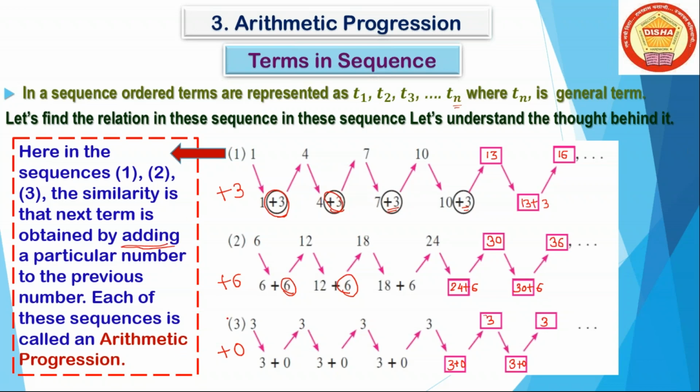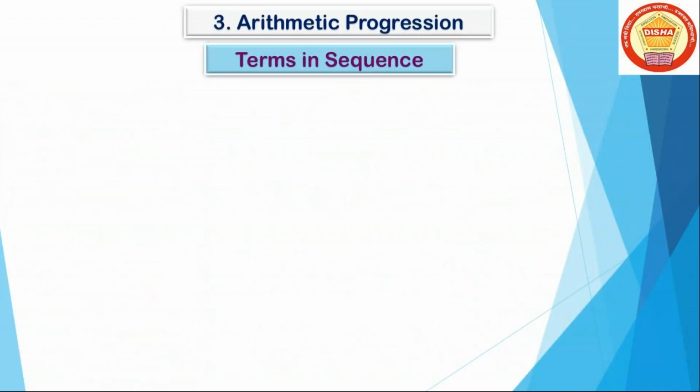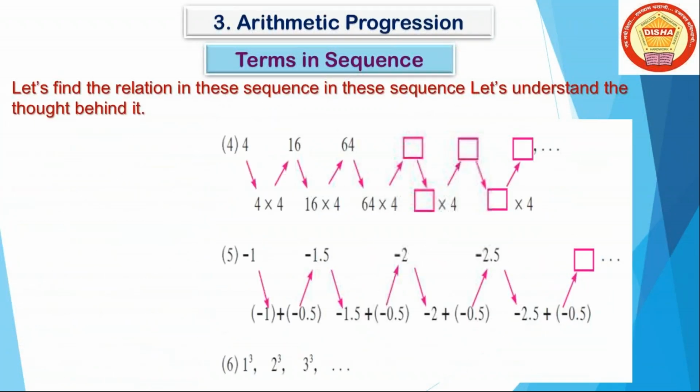Okay, here we saw three examples, now we see another three examples. See now, here are example 4, example 5 and example 6. Again three examples are given, and again we have to see what is the relation between the terms present in each sequence. Okay, see the first example here, 4, 16, 64. What is the relation of 4 and 16?